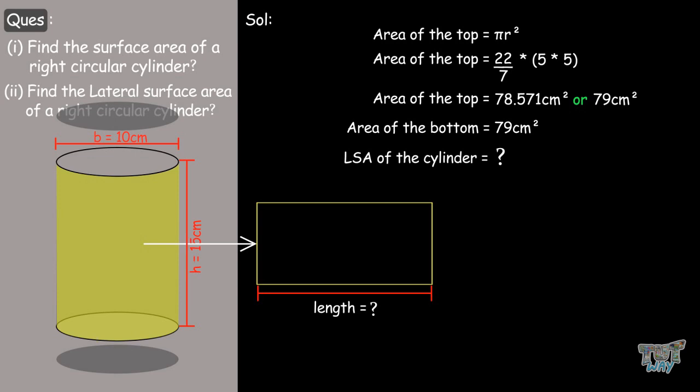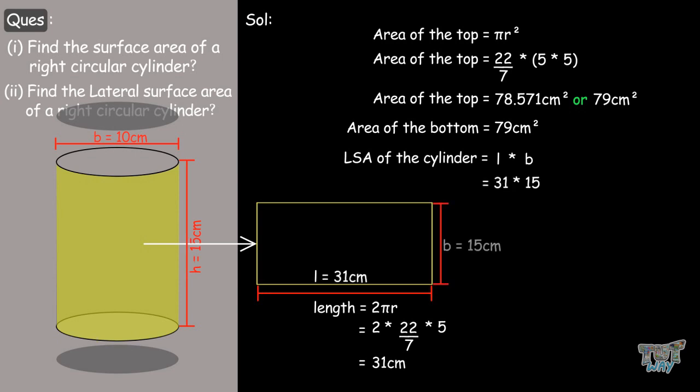Now we can find out the circumference of the top using the formula 2 pi r, and it will be 2 multiplied by 22 over 7 multiplied by 5. That will be 31.428 or 31 centimeters. So 31 is approximately the length of this rectangle. We can find out the area by multiplying length with breadth, where length is 31 and breadth is given as 15 centimeters. So the area of this rectangle will be 465 centimeters squared.